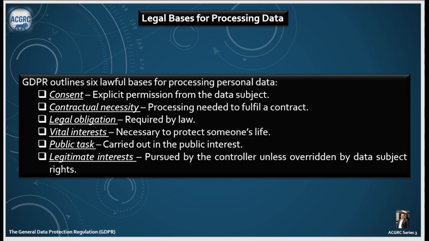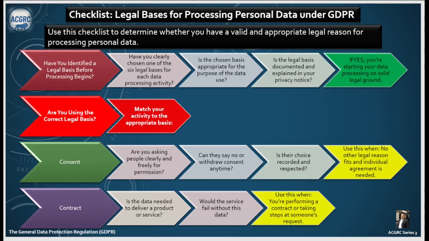Now let me help you with a checklist, maybe that helps with the context. Use this checklist to determine whether you have a valid and appropriate legal reason for processing the personal data. Ask yourself, have you identified a legal basis before beginning the process? Have you clearly chosen one of the 6 legal bases for each data processing activity? Is the chosen basis appropriate for the purpose of the data in use? Is the legal basis documented and explained in your privacy notice? If the answer to all of this is yes, you are starting your data processing on solid legal ground.